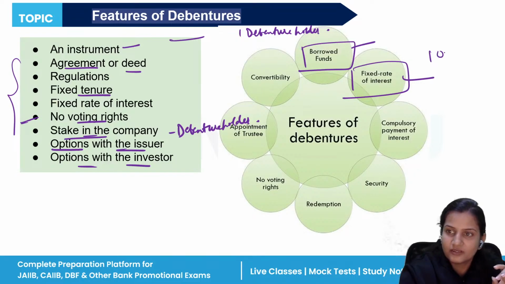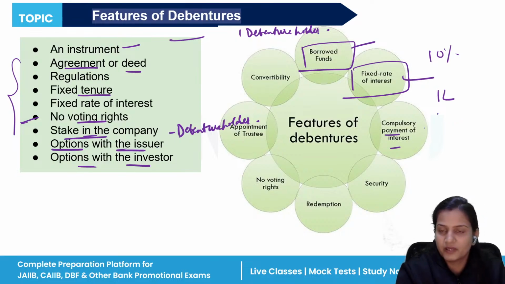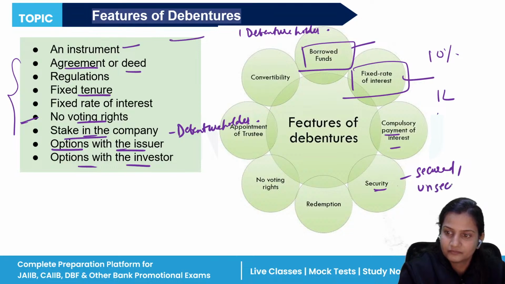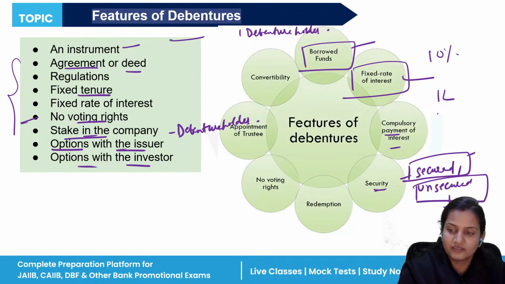Like if the debenture holder's interest is 10%, it means if they have given 1 lakh to the company, you have to pay 10% as interest on this 1 lakh rupees. Compulsory payment is there, like a loan. In the same manner as we pay a loan, we have to pay interest to these debenture holders. They can be secured or unsecured. Means you can keep collateral as security, and you can also take the loan as unsecured, meaning no collateral is put when taking the loan.